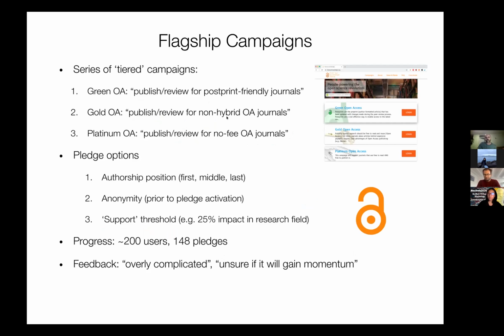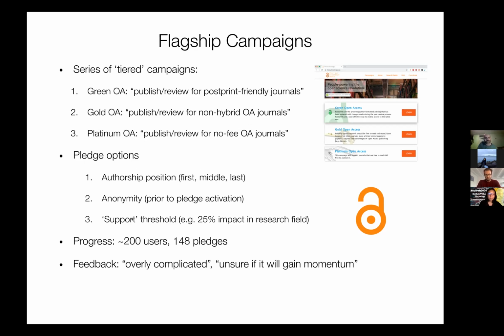So I just thought I'd very briefly, because we don't have long, 3 minutes, show you the campaigns that we've run previously. So these were the 3 campaigns that we launched a year ago, and I designed them as a stepwise progression towards what I think is the optimal model, which is a fee-free open access model. And so there were 3 campaigns included: green, gold, and platinum open access. And basically each of these campaigns just asked researchers to commit to publishing in a limited set of journals that adopted these particular progressive practices.